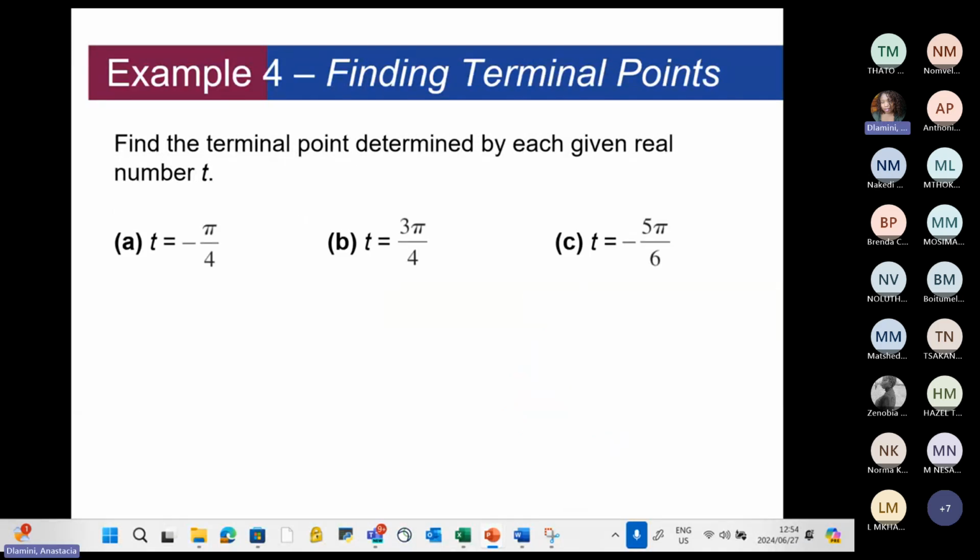Now they say find the terminal points determined by each given real number t. Can you be able to do that? Should I give you 5 minutes to try them, all of them, and then we come back and explain them? Okay.